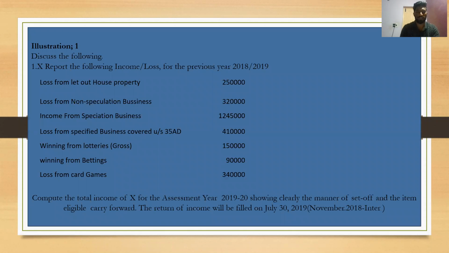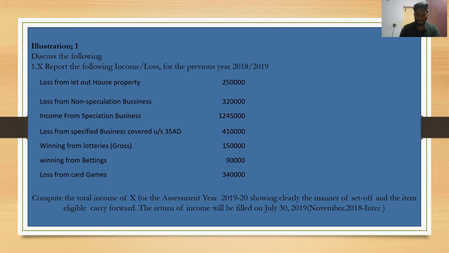We have the first illustration. It is discussed as follows. X reports the following income and losses for the previous year 2018-19. The loss from let out house property is 2,50,000. Loss from non-speculation business 3,20,000. Income from speculation business 12,45,000. Loss from speculation business covered under section 35AD specified business is 4,10,000. Winning from lottery gross 1,50,000. Winning from betting 90,000. Loss from card games 3,40,000.